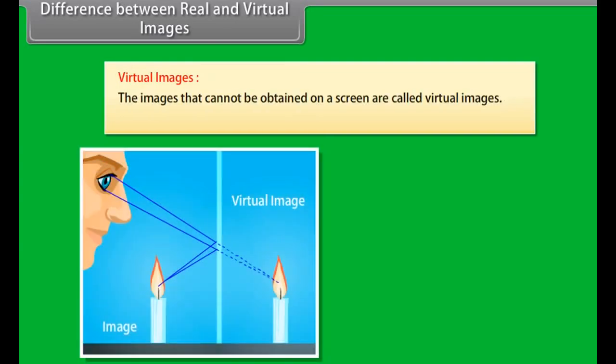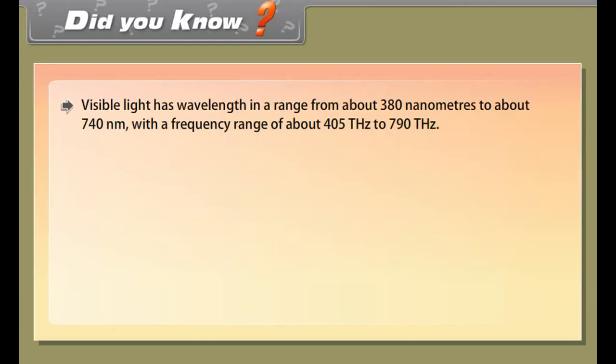Object. Anything which gives out light rays is called an object. Image. Image is an optical appearance produced when light rays coming from an object are reflected from a mirror. Difference between real and virtual images.